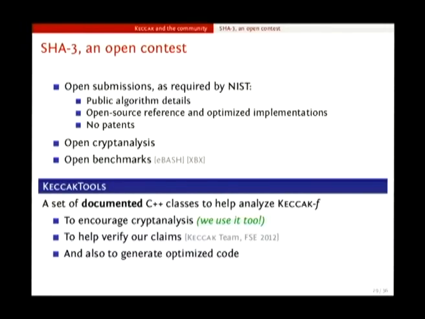And this allowed cryptanalysis. Everyone could try to break and find flaws in the competitors, so it was really open from a crypto research perspective. Also, all the optimized and reference implementations had to be open source. This allowed open benchmarks. For instance, eBASH and XBX are really nice examples of benchmarks of all the candidates.